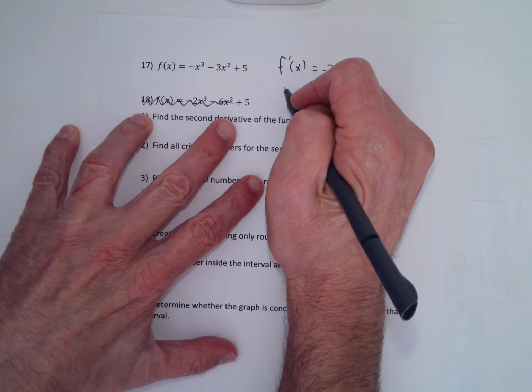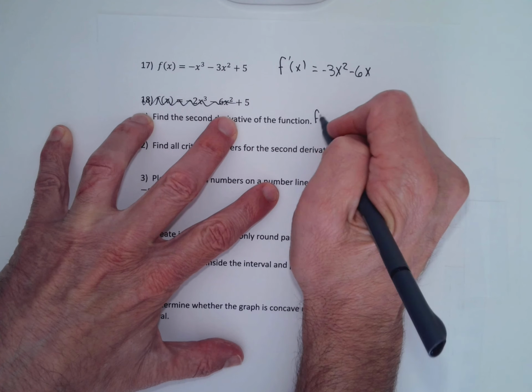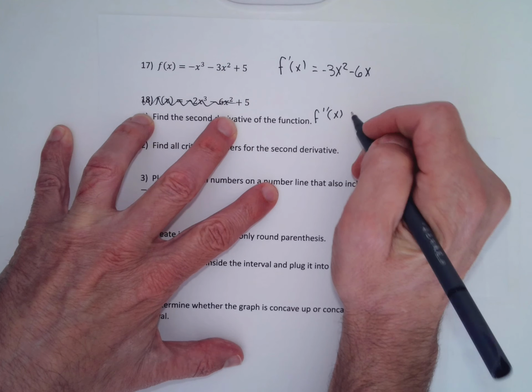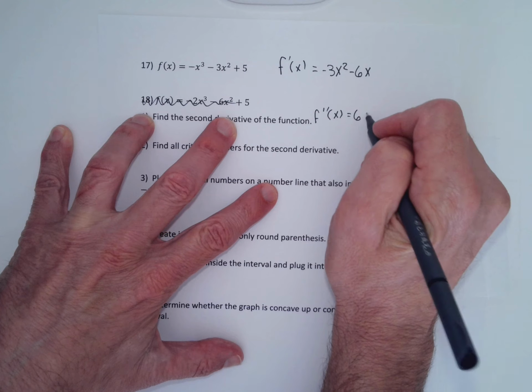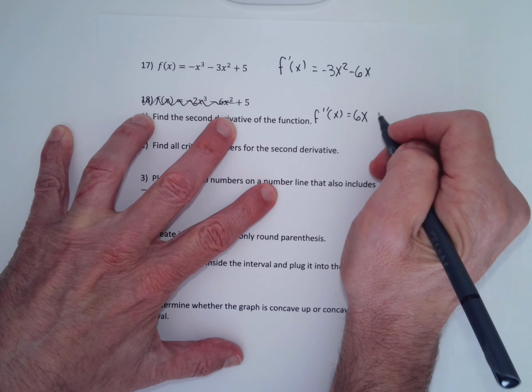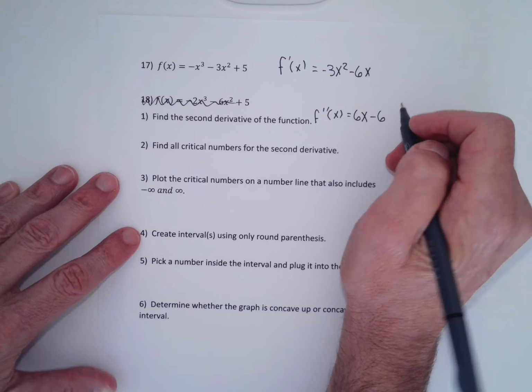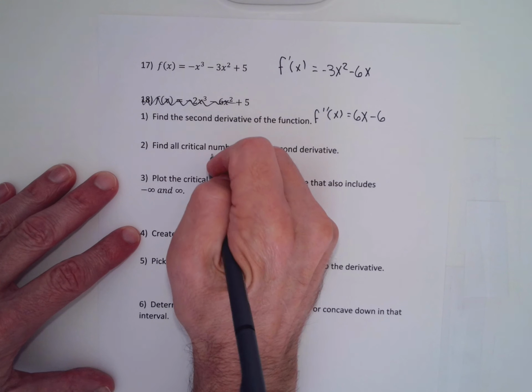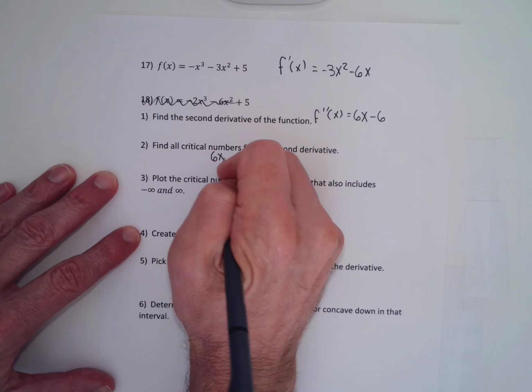That's the first derivative. Now I'm going to write down the second derivative. I'm going to go 2 times minus 3 and get minus 6. Pick up my x. But then the derivative of minus 6x is minus 6. Done with the second derivative. Now I'm going to set it equal to 0 to get my critical numbers.